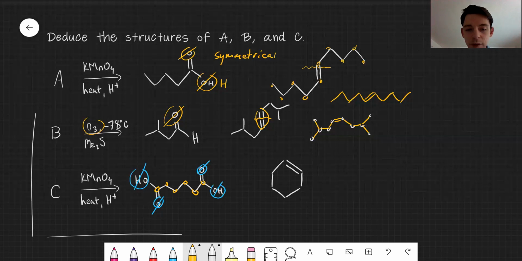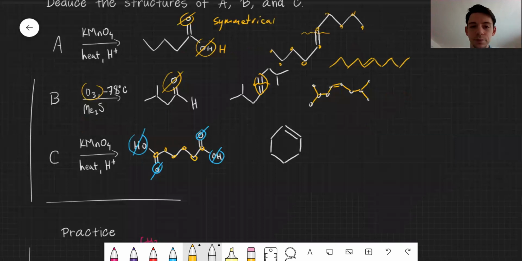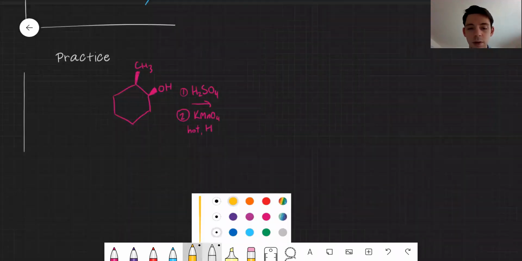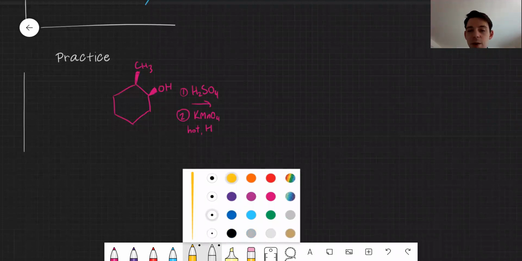Right? This is a ring structure. That's typical whenever you see a single product that has two oxidized carbons on it, in this case, the first and the last carbon. Okay, so we're going to try one more. This one's a little trickier because it has two steps.